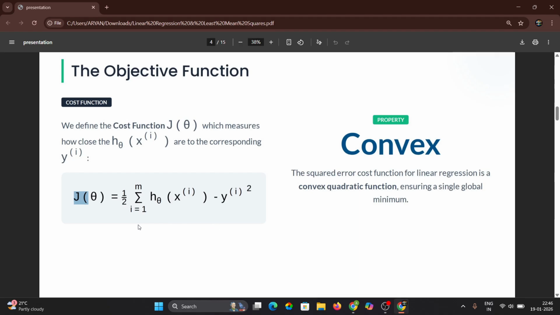There is actually an intuition behind putting 1 by 2. Whenever we differentiate it, the 2 will come down and they will cancel. That's why we put it like this, and that's why it is squared also, because we don't want the gradient to become very complex after differentiating. The squared error cost for linear regression is a convex quadratic function, ensuring a single global minimum.